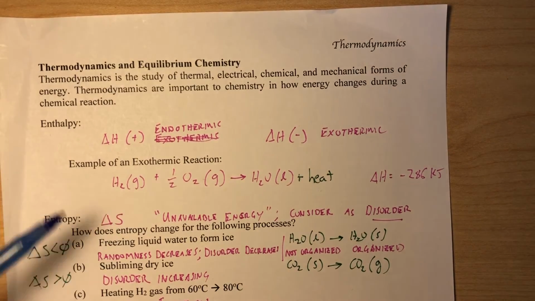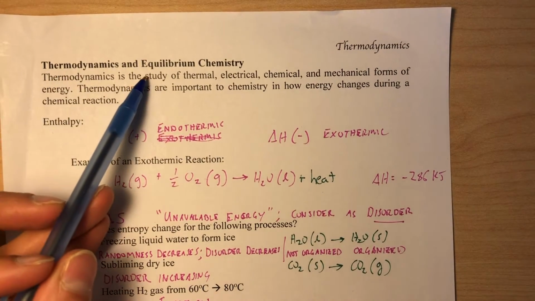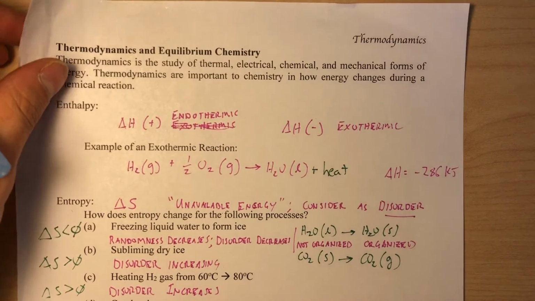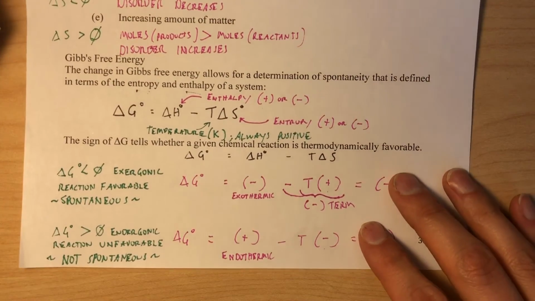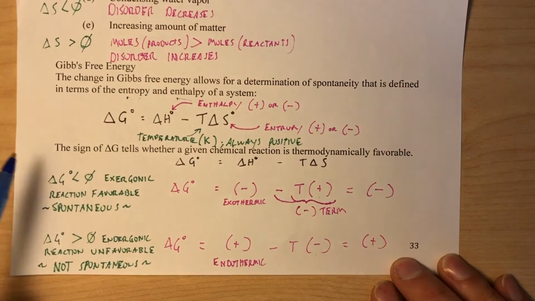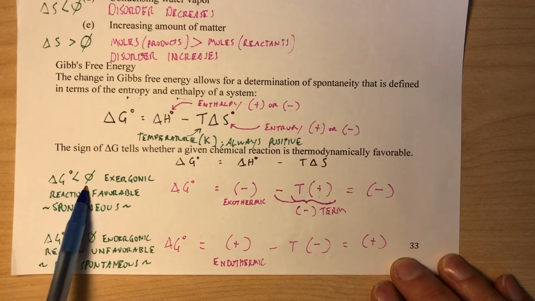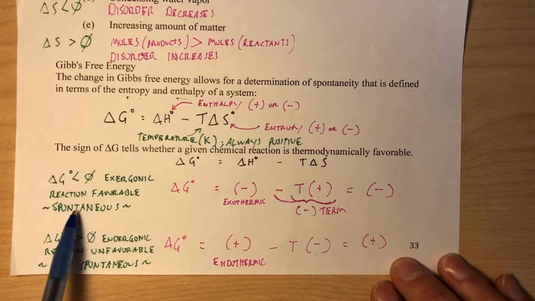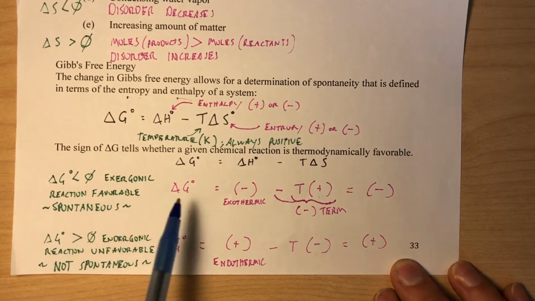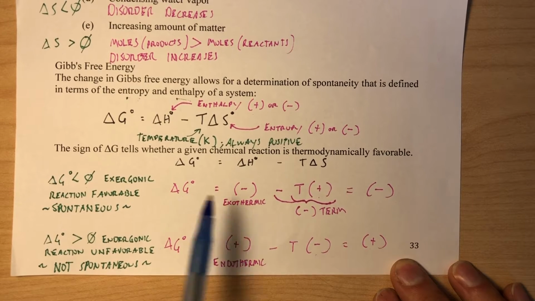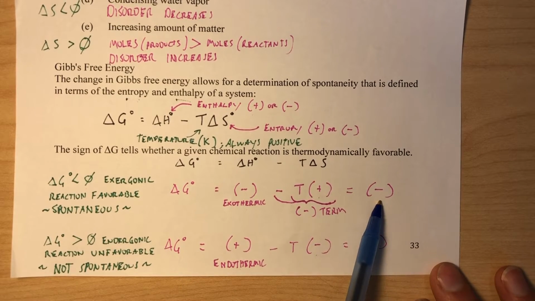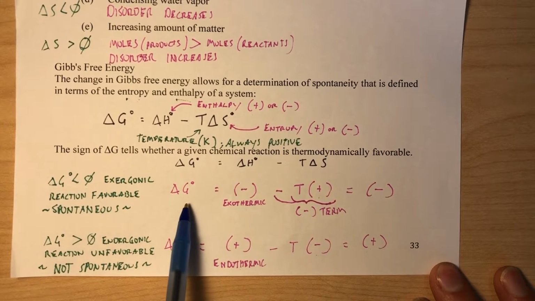Hello class, returning to the topic of thermodynamics and equilibrium chemistry. Where we left off last time was a discussion of Gibbs free energy. Gibbs free energy is less than zero, is negative, indicating a spontaneous reaction when delta G is equal to a negative sign. There is one confirmed case where this happens every time.